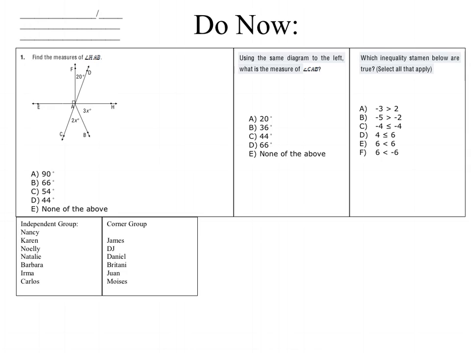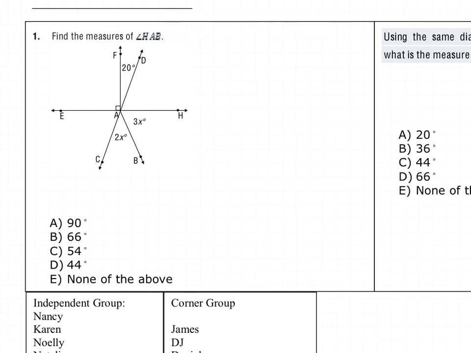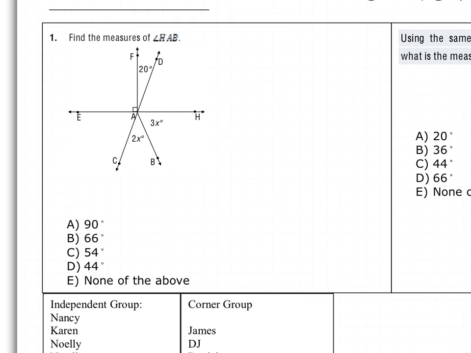Okay, looking at our do now problem, we have really two things going on here, one in review and then some preparation for today's lesson. So looking at this first problem, we're asked to find the measure of angle HAB. Angle HAB includes one of these that has an x, so we're going to have to find the value of x first.